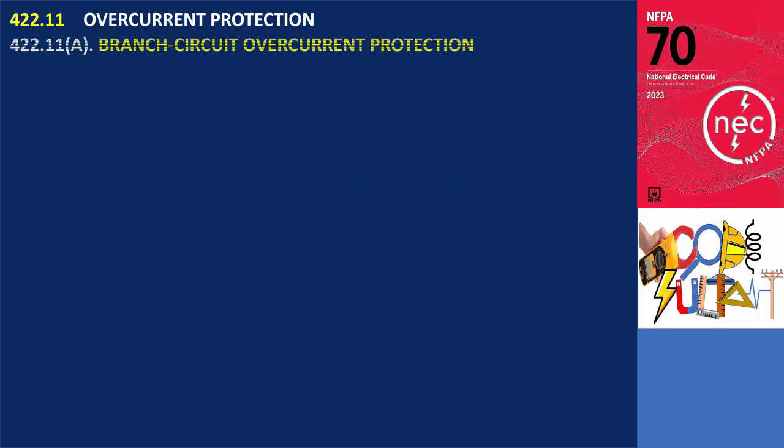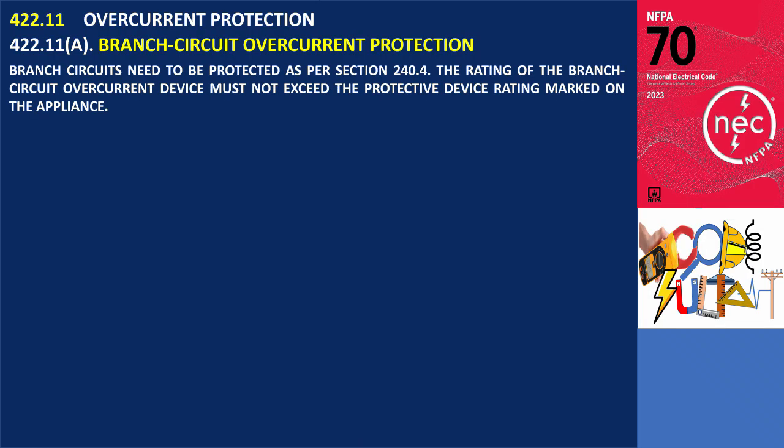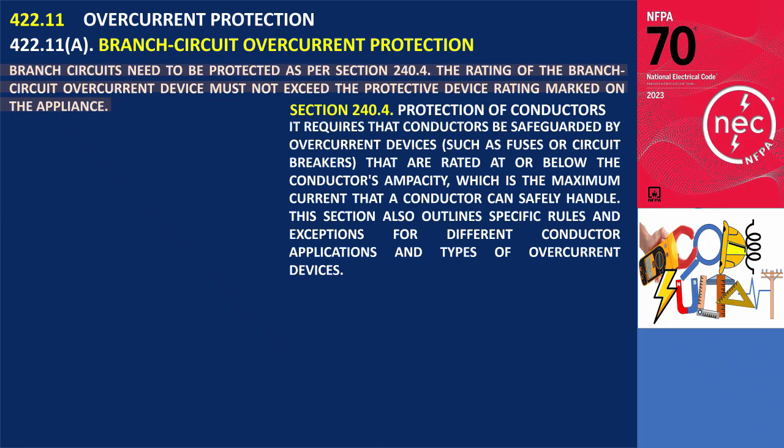Branch circuit overcurrent protection. According to Section 422.11 A, branch circuits need to be protected as per Section 240.4. The rating of the branch circuit overcurrent device must not exceed the protective device rating marked on the appliance. Section 240.4 addresses overcurrent protection for conductors. It requires that conductors be safeguarded by overcurrent devices, such as fuses or circuit breakers, that are rated at or below the conductor's ampacity, which is the maximum current that a conductor can safely handle. This section also outlines specific rules and exceptions for different conductor applications and types of overcurrent devices.